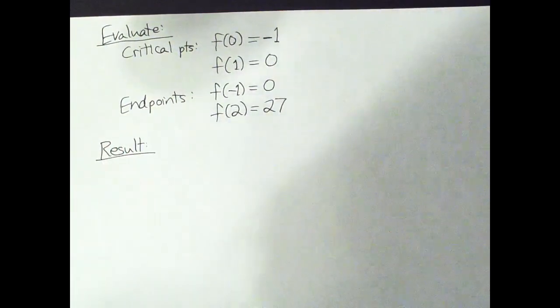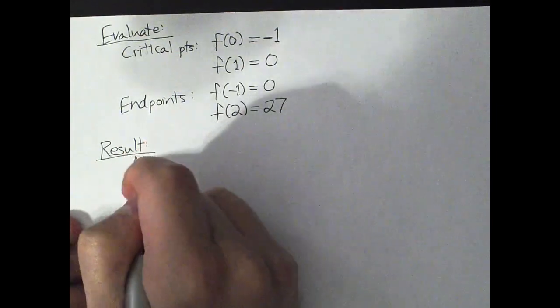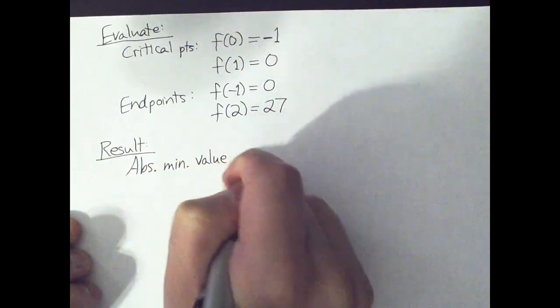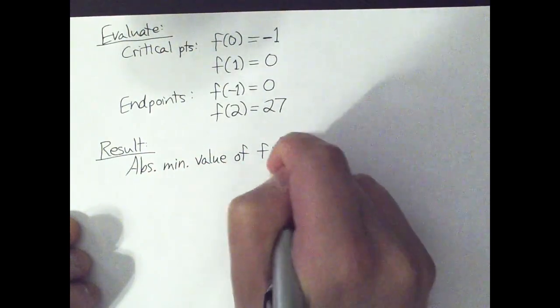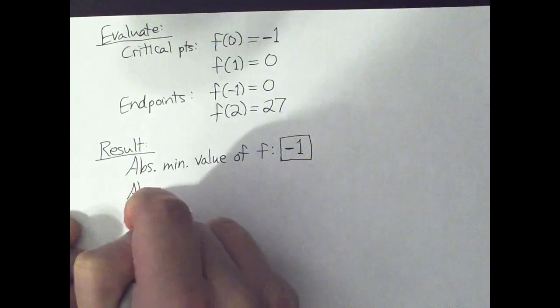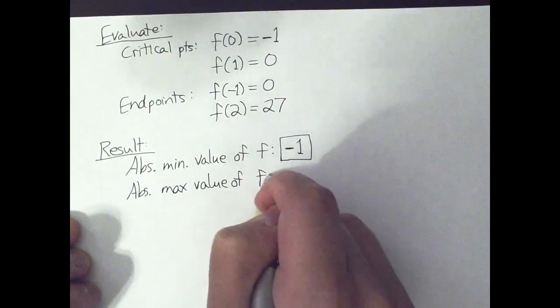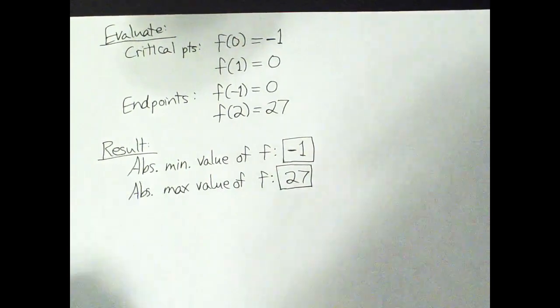Step 3 in the process says take the largest and smallest of these values. Oh, I can see what the largest and smallest of these values are. So the result is that the absolute minimum value of f is -1. And the absolute maximum value of f is 27. The function never gets smaller than -1, and it never gets larger than 27. At least not on this domain that we were given.